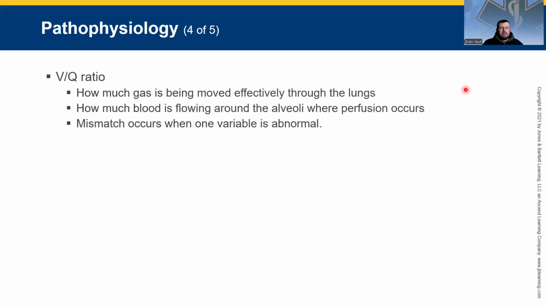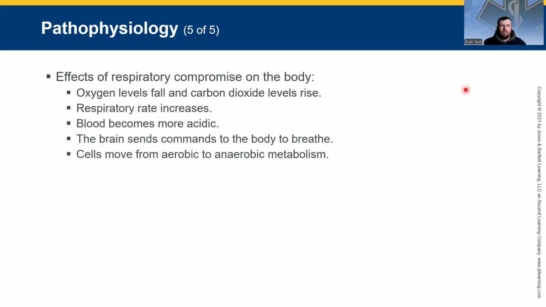You've got the VQ ratio. How much gas is being moved effectively through the lung? How much blood is flowing around the alveoli in those capillary beds where that perfusion needs to take place? If any of these aren't working well, then we're going to have trouble. You're going to have an abnormal breathing pattern, an abnormal perfusion, or we might even start seeing signs of shock. The heart is going to speed up, our respiratory rate. There are all kinds of things going to happen if we're not perfusing correctly.